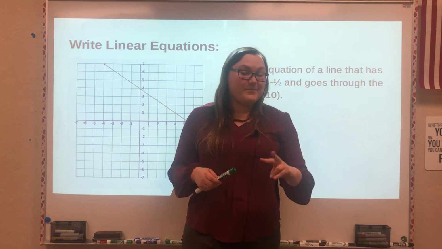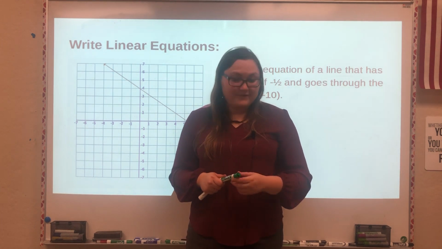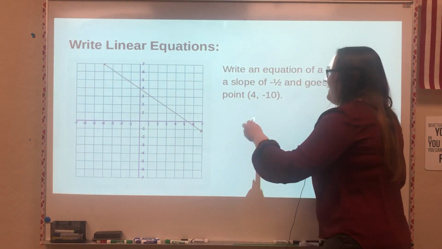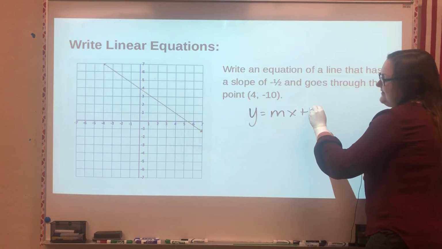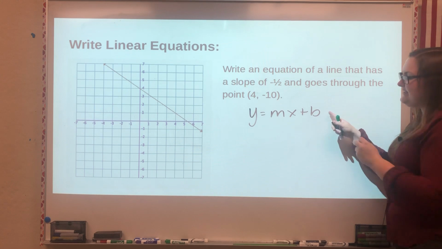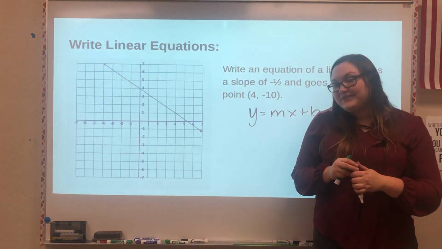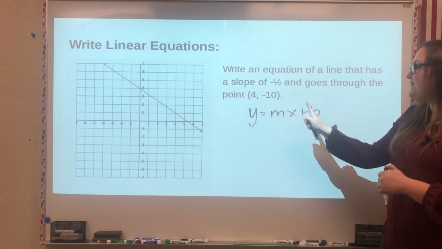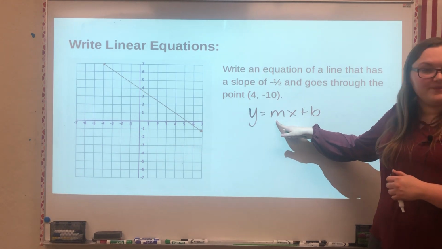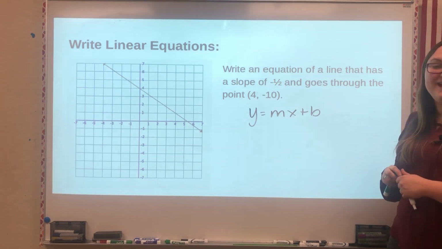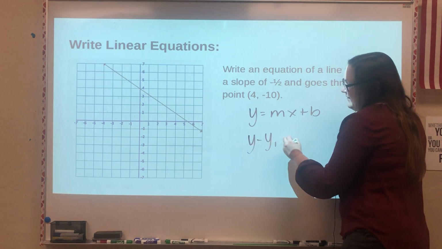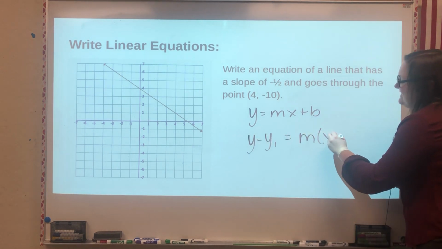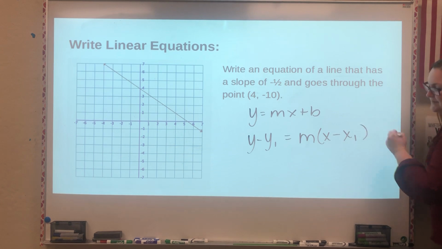There were two formulas we used. One formula was y equals mx plus b. This formula here we called slope-intercept form. In this formula, m represented your slope and b represented your y-intercept. The other one we learned was y minus y1 equals m times x minus x1.